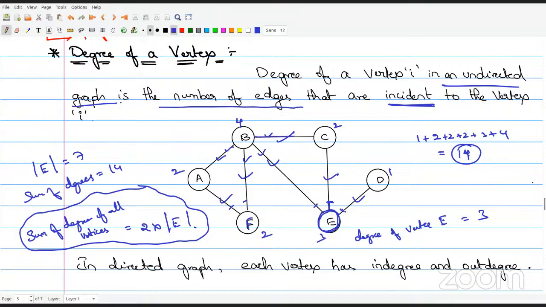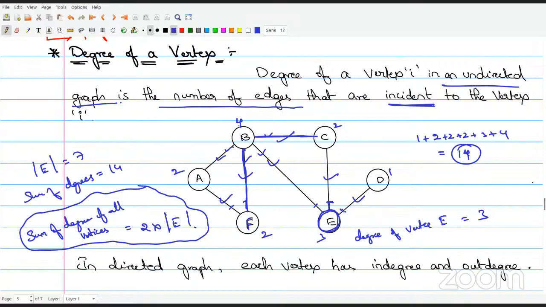So this particular edge will constitute 1 degree to B and 1 degree to C. So one edge will give 1 degree to each of the attached vertices. Like this, every edge. So this edge will give 1 degree to F and 1 degree to B. So each and every edge will give 2 degrees. Therefore, if I add all the degrees, I will get 2 times the number of edges.